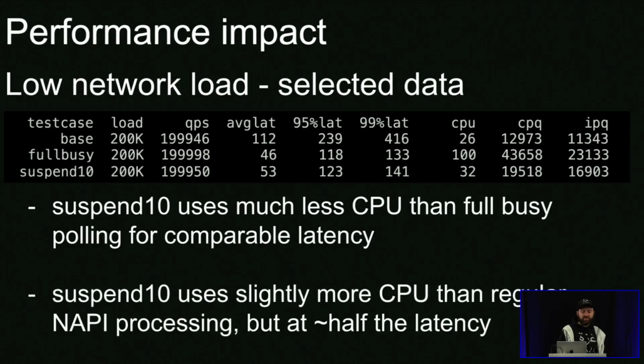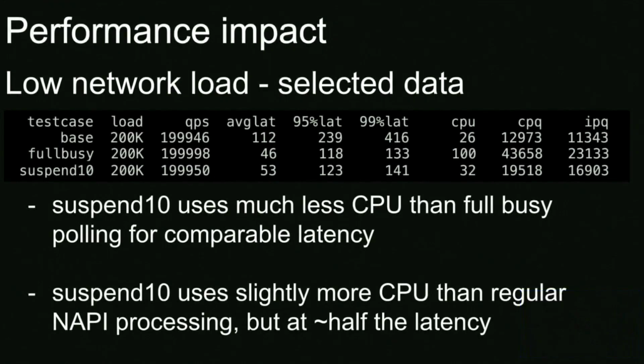And then if you compare suspend versus the base case, which is just regular NAPI processing, it uses slightly more CPU than regular NAPI processing, but at half the average latency. And it's actually a quarter of the 99th percentile latency. So for low network load, suspend actually is much better latency-wise than regular NAPI processing.